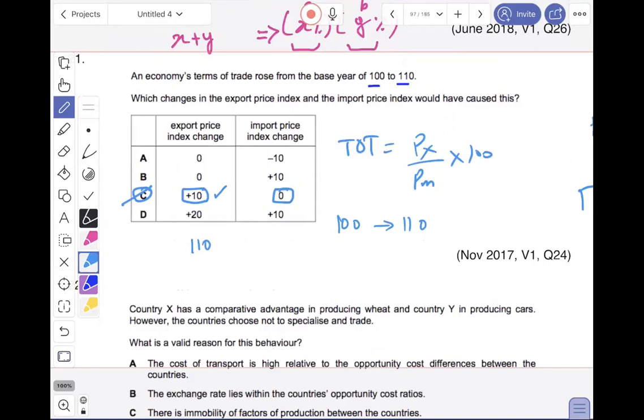Can somebody do me a favor? What is 120 over 110 times 100? Can somebody find that out for me? 120 over 110 times 100?